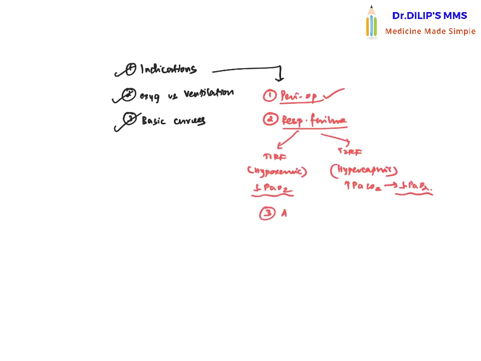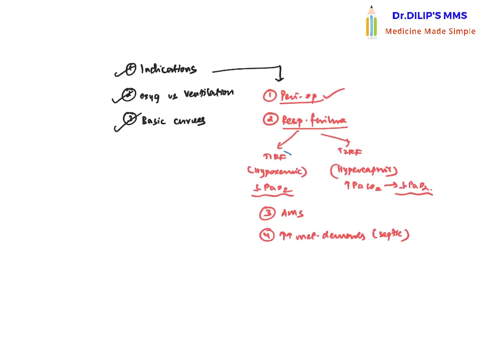Number three, any patient with altered mental status, AMS, obviously you have to ventilate. I'll tell you why. Number four, sometimes there are very high metabolic demands, especially in septic patients, and just to meet the extremely high metabolic demands, you might need a mechanical ventilator in place.